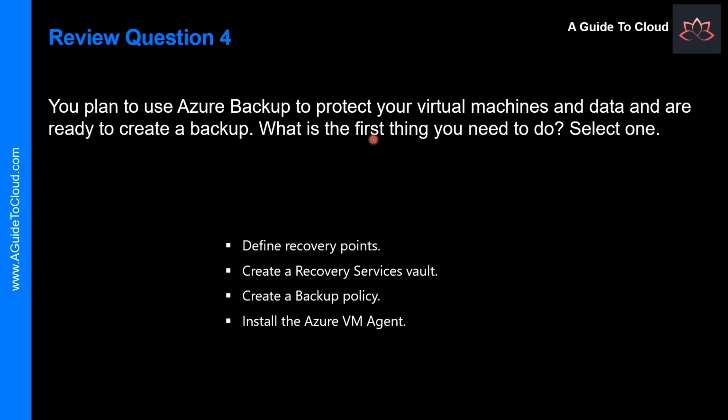You plan to use Azure Backup to protect your virtual machines and data and are ready to create a backup. What is the first thing you need to do? So the first step in BCDR and backup is to create a recovery services vault. When performing a virtual machine backup, you must first create a recovery services vault in the region where you want to store the data. Recovery points are stored in the recovery services vault. While creating a backup policy is a good practice, it is not a dependency to creating a backup.